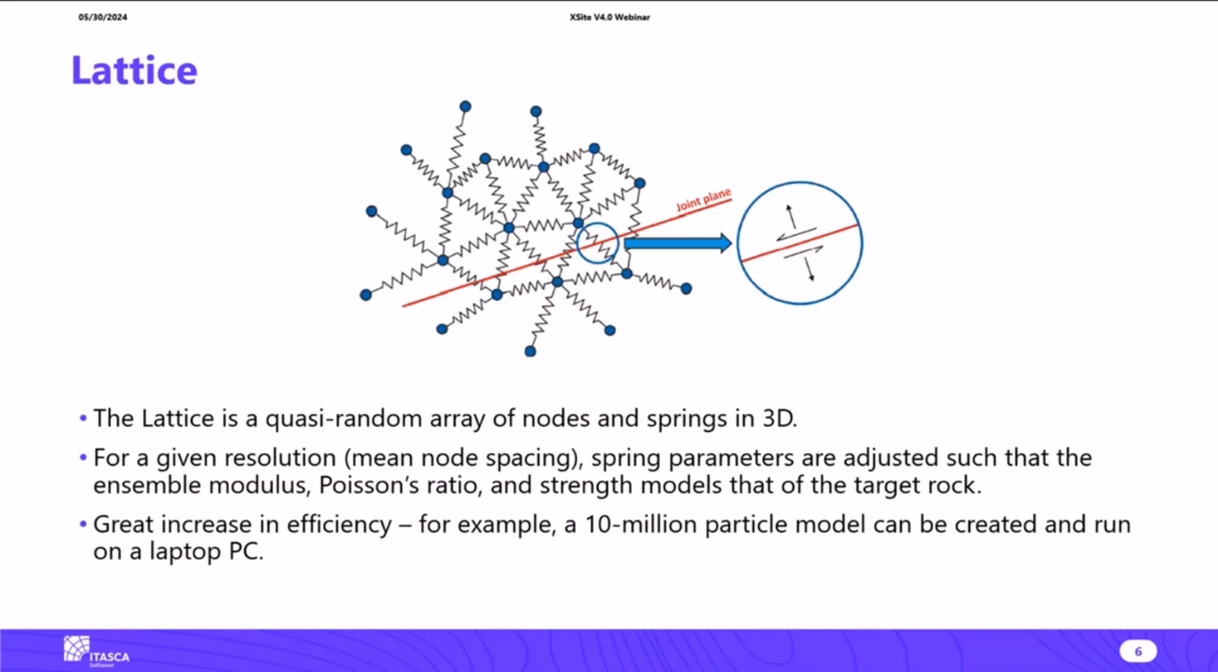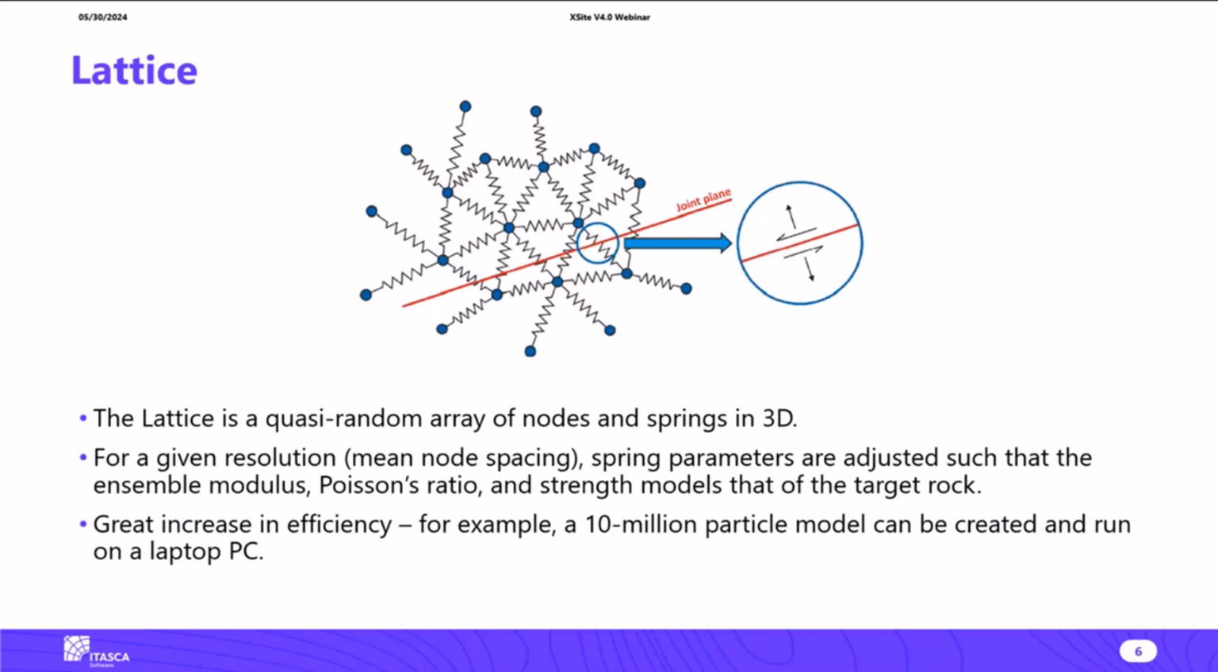In ExSite, that calibration is done internally automatically. So as the user of ExSite, you basically operate with parameters which we use as engineers, which would be Young's modulus, Poisson ratio, unconfined compressive strength, toughness, and so on.